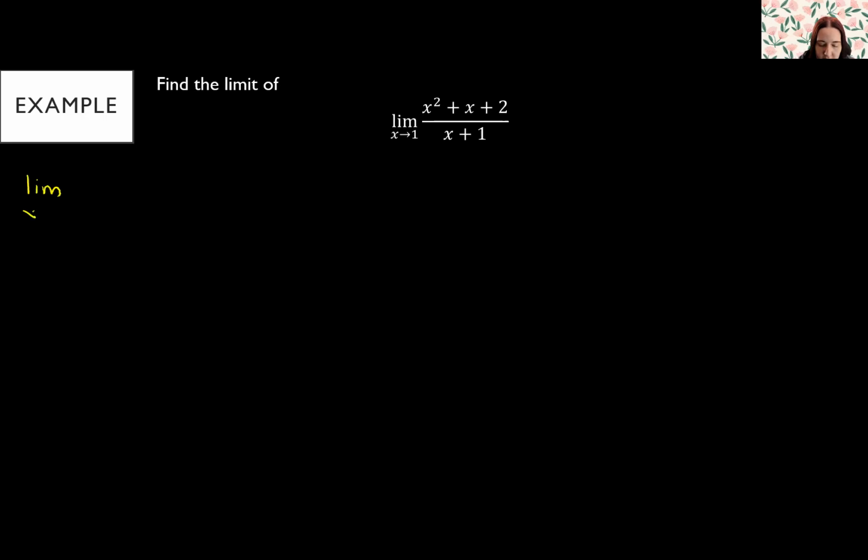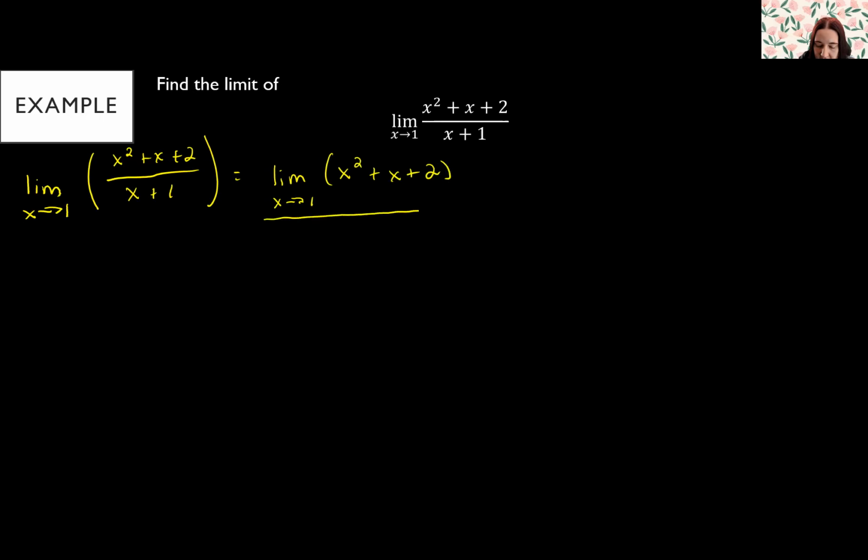So I've got the limit as x goes to 1 of x squared plus x plus 2 over x plus 1. And this is equal to the limit as x goes to 1 of the numerator, x squared plus x plus 2, divided by the limit as x goes to 1 of the denominator, x plus 1. So you can think of that limit notation as sort of distributing. It applies to the top and the bottom.